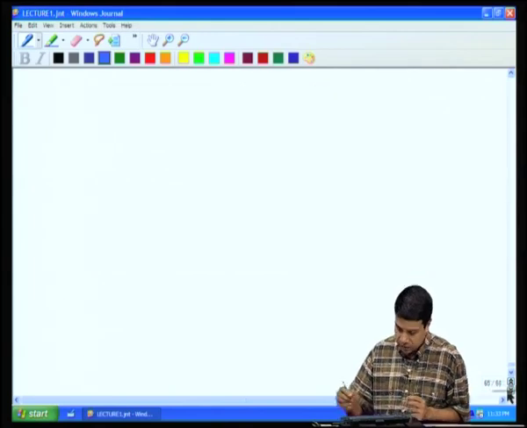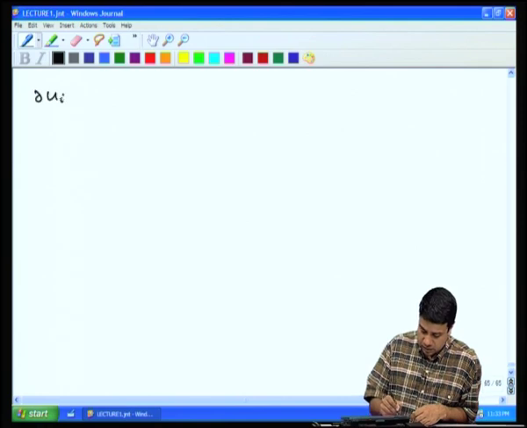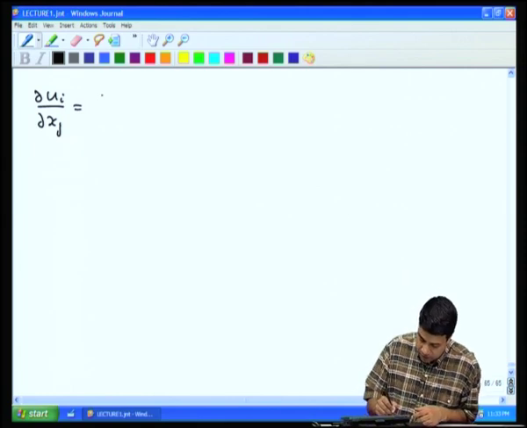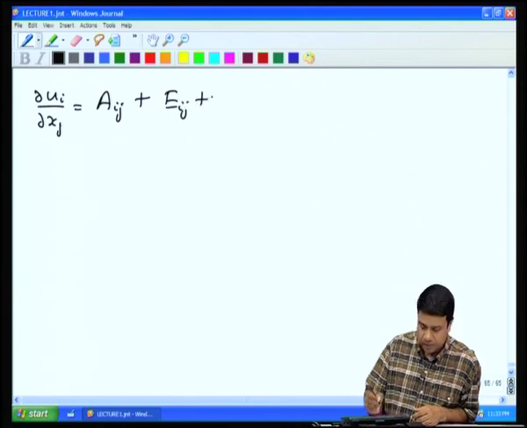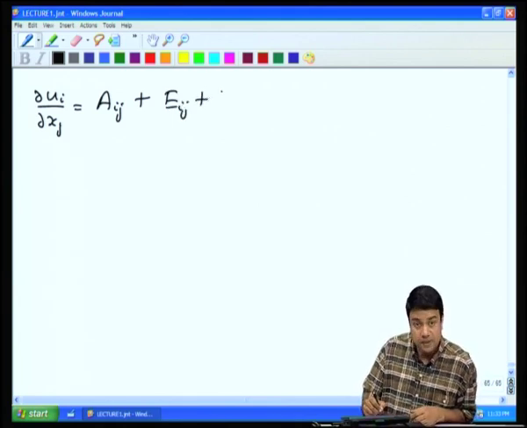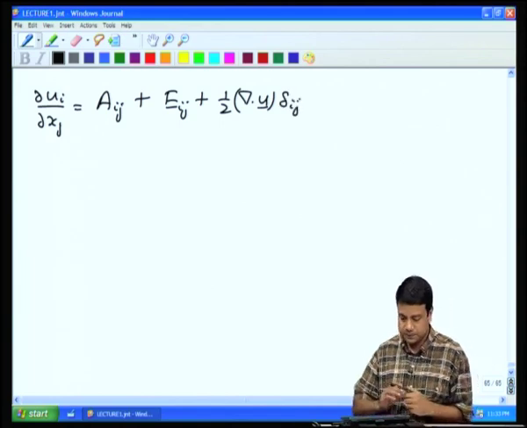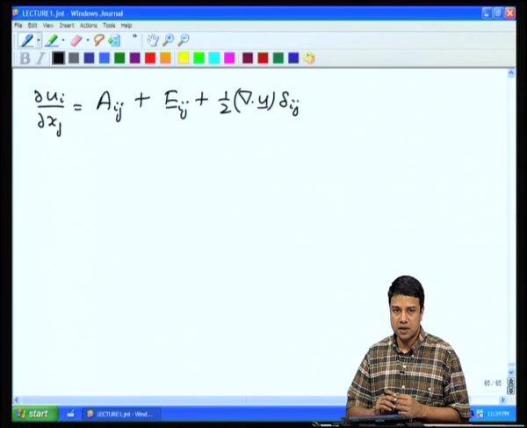So, therefore, I have separated out my rate of deformation tensor into 3 parts. One is the antisymmetric, plus the symmetric traceless, plus an isotropic matrix, which in 2 dimensions is half divergence of u into delta i j. One can now ask the question, what types of deformation do each of these represent?